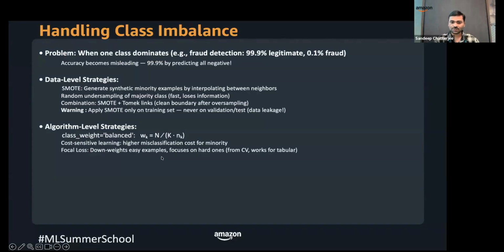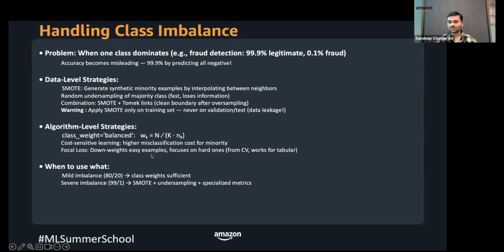Now, when to use what? Here is your playbook. If your imbalance is mild, let's say an 80-20 split between the classes, then do not overcomplicate things. Just use class weights. But if you are dealing with a severe imbalance, let's say a 99 to 1 split between the classes, that's when you bring in the heavy artillery: SMOTE combined with undersampling of the majority class.